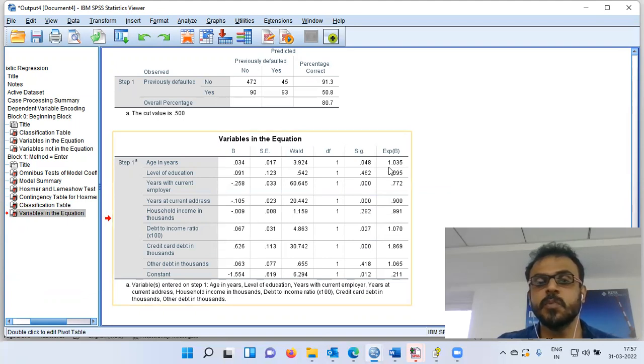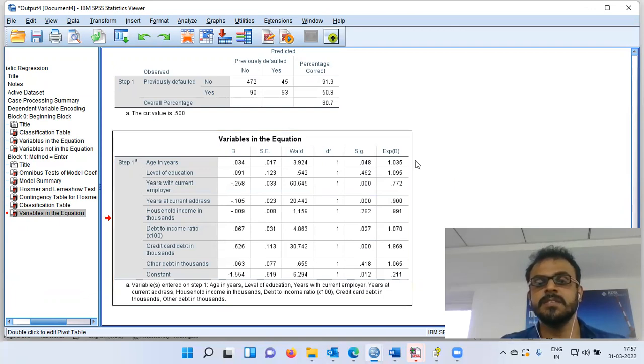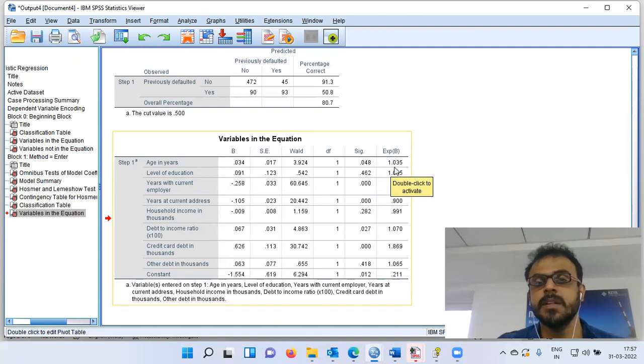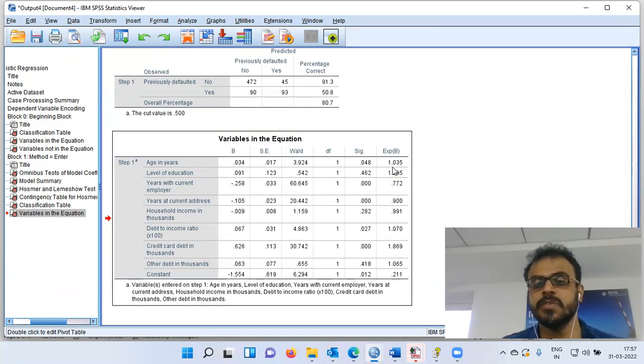You can see here, corresponding to age, we have the odds ratio value of 1.035. Question: is this number greater than 1 or is it less than 1? Please ask this question of yourself. Is exponential of beta bigger than 1 or smaller than 1? You can clearly see here that 1.035 is a number which is greater than 1. So it simply means that if age increases by 1 year, then the odds of default increase by 3%.